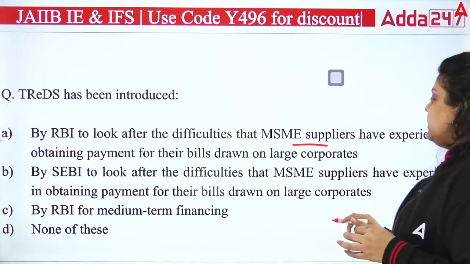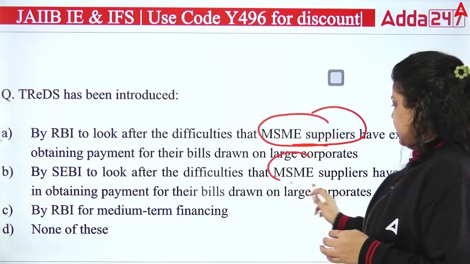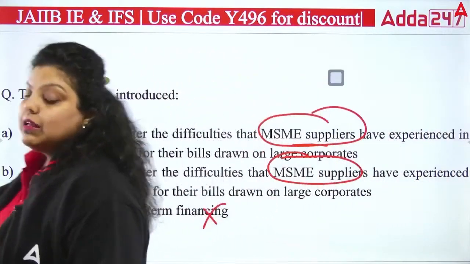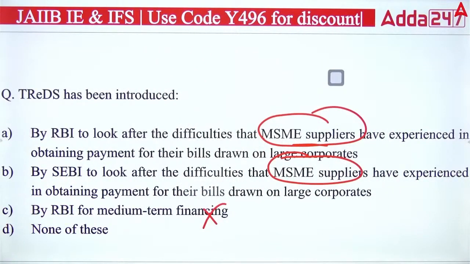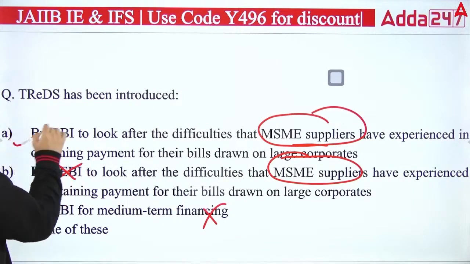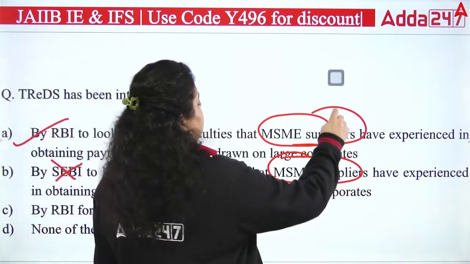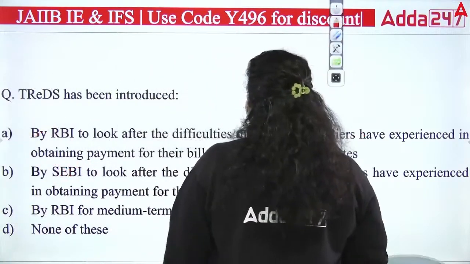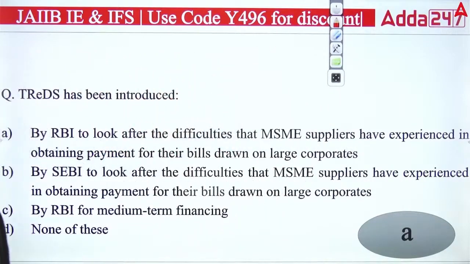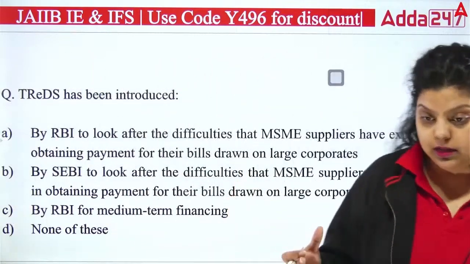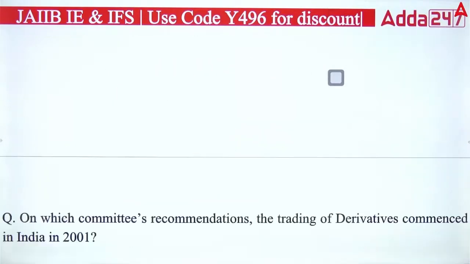First of all, MSME supplier is correct. RBI for medium-term financing, no. MSME suppliers are correct, but TReDS was not introduced by SEBI. It was introduced by RBI. So the right answer will be A: RBI introduced it to solve the difficulty of MSME suppliers who have already sold the goods to the government or the corporates, but are not being paid funds immediately. So the right answer is A.